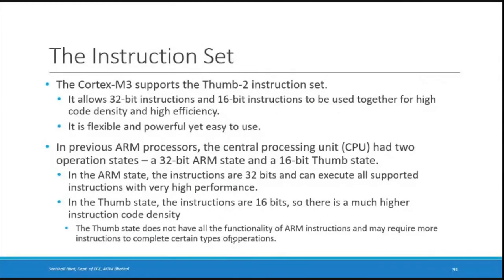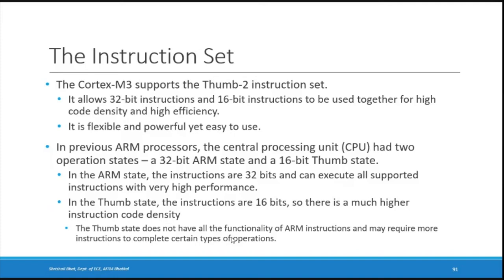Then coming to the instruction set, we have told in the beginning itself that Cortex M3 supports thumb 2 instructions. Thumb 2 instruction set means it is a mixture of 32-bit instructions along with 16-bit instructions. So it allows 16-bit and 32-bit instructions to be used together for high code density and high efficiency. So it is flexible and powerful, yet very easy to use.